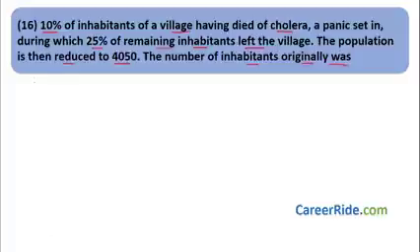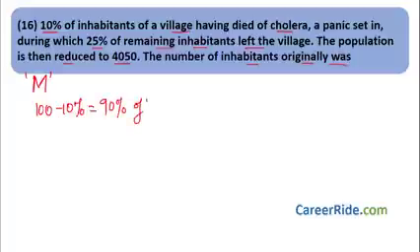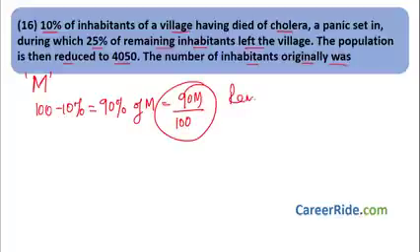Do we know the population of the village? No. Let us assume M was the population of the village. 10% died of cholera. So how many remain? 100 minus 10%, so 90% remain. That is 90% of M. So the population that remained was 90M upon 100. These many remained. Okay.